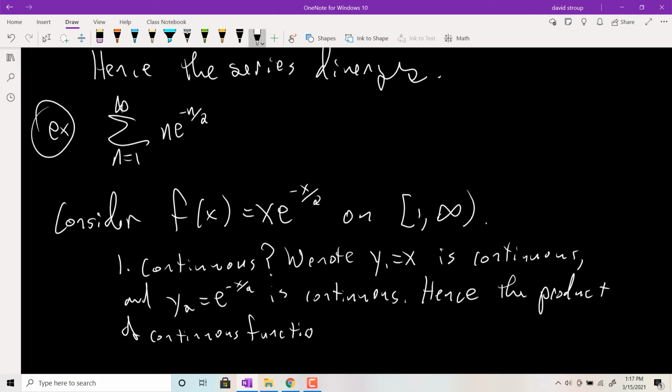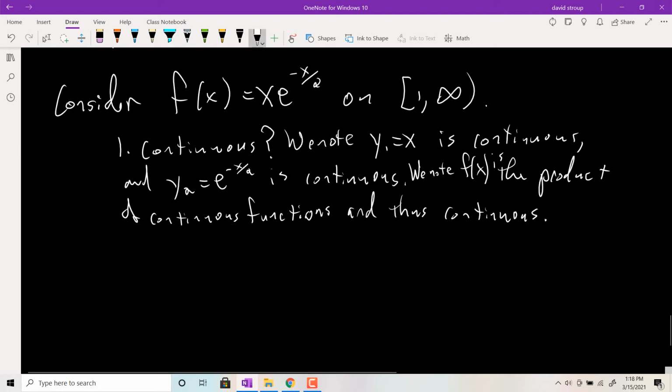Basically, if the limit of f of x as x approaches c equals f of c, then the function is continuous at c. And in general, if you can take the limit via a substitution, it's continuous. So anyways, hence the product of continuous functions. I should try to write in good English here. We note f of x is the product of continuous functions and thus continuous. And it is everywhere continuous, not just on the interval.